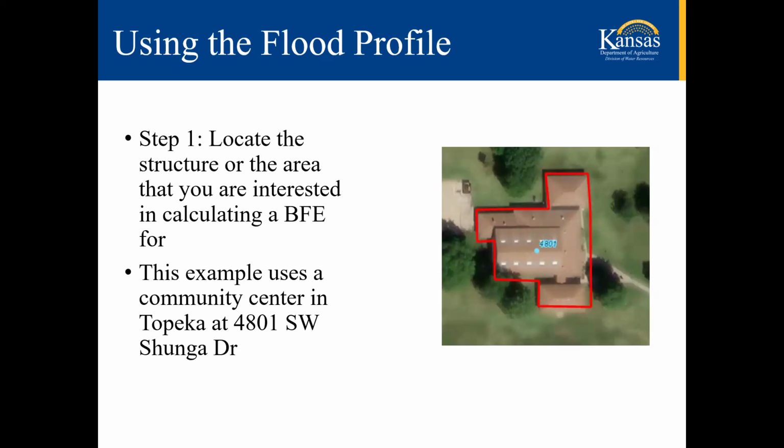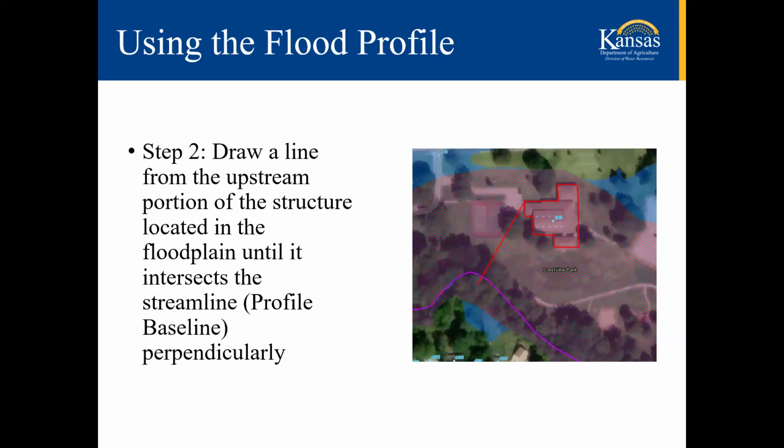So step one is to locate the structure that you're interested in calculating. In this example, we have a community center in Topeka. So this is how it looks in the base flood elevation portal. Once you're in there, you go to the map, you find your structure, and you draw as accurate as you can a polygon around that structure. And that's how we receive the request.